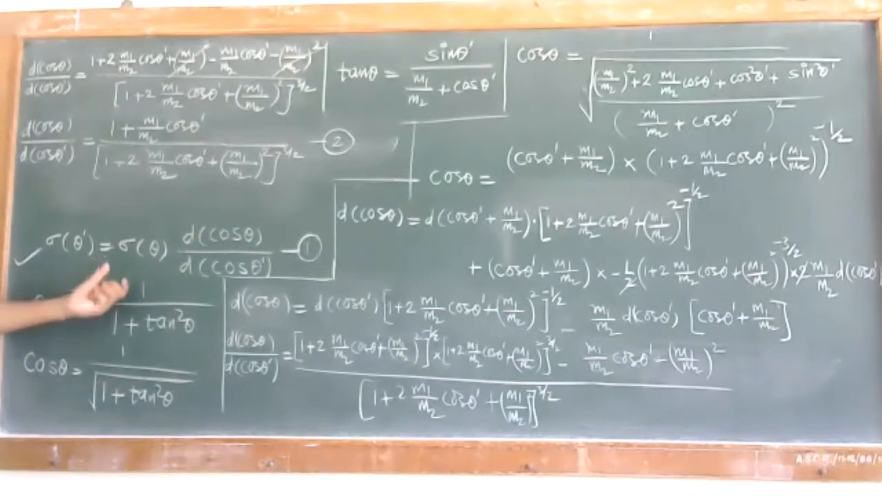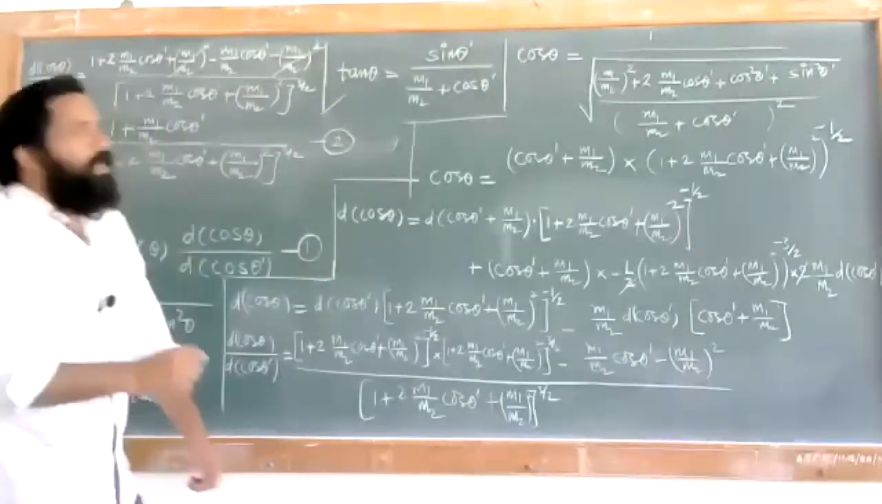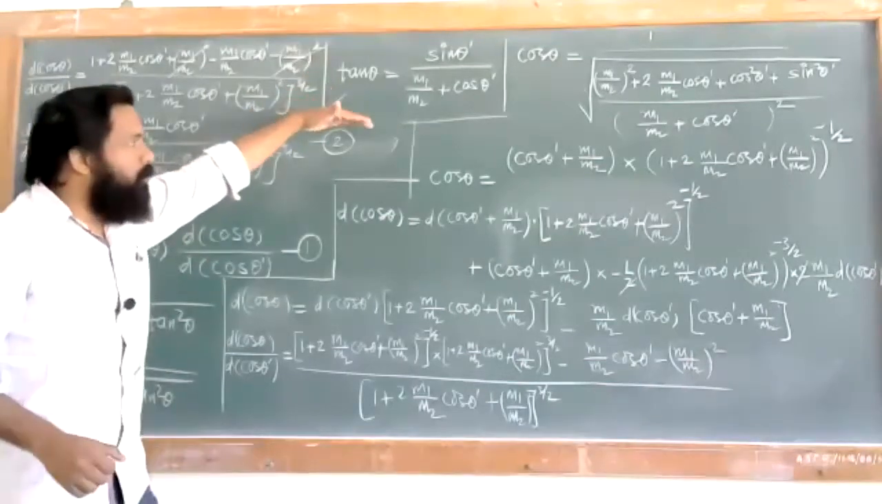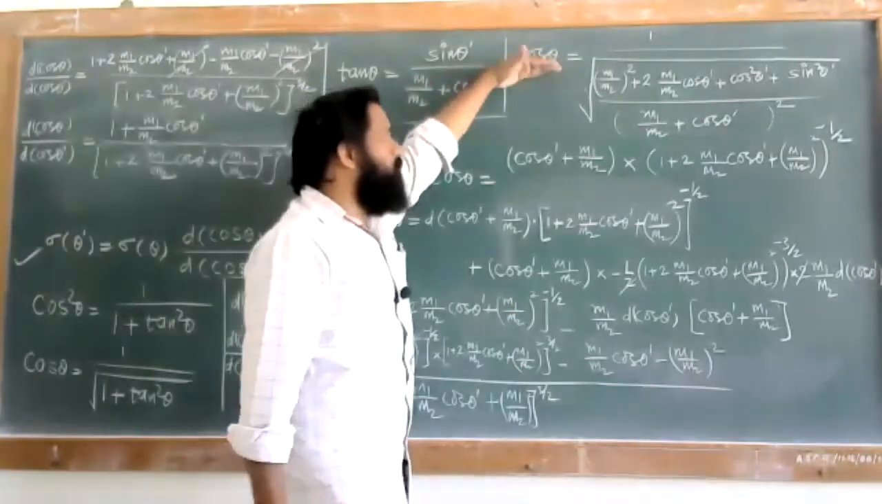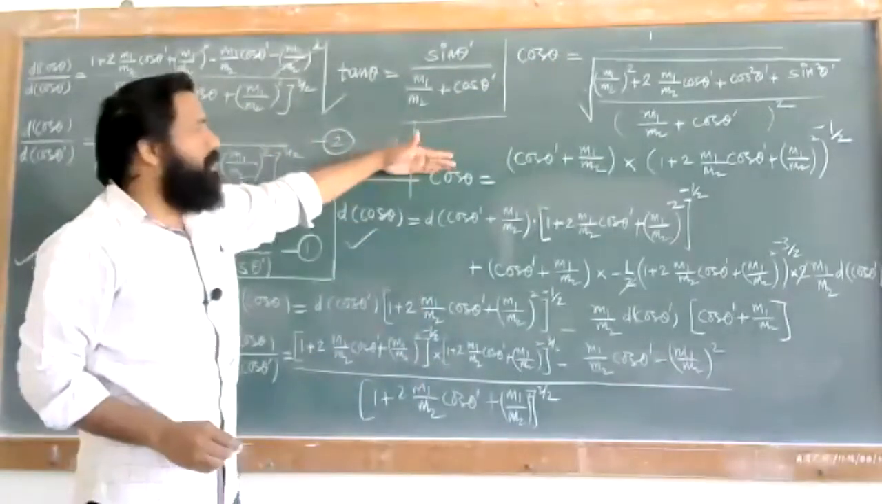Cos square theta is nothing but 1 upon 1 plus tan square theta. So we want cos theta, and that is nothing but square root of 1 plus tan square theta. What is tan theta? We have already obtained the relation for tan theta, that is nothing but sin theta dash upon m1 upon m2 plus cos of theta dash. We just put that value and we can have this condition. So cos of theta dash can be obtained in this way. So we have taken the derivative.